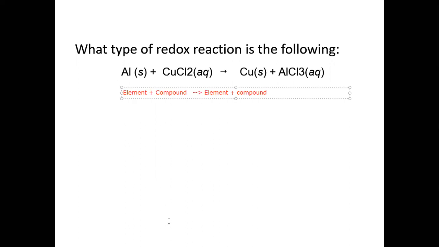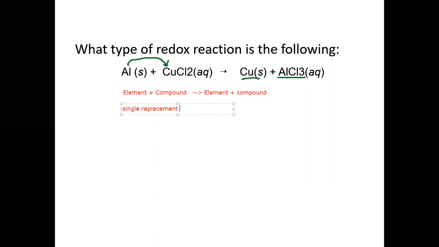And what we notice is that the element on the reactant side displaces the metal ion in the compound, and we get a new element and a new compound. And so this would be a single replacement reaction. Because again, the element on the reactant side displaces, in this case, since it's a metal, the metal cation in the compound, and we get a new element and new compound.